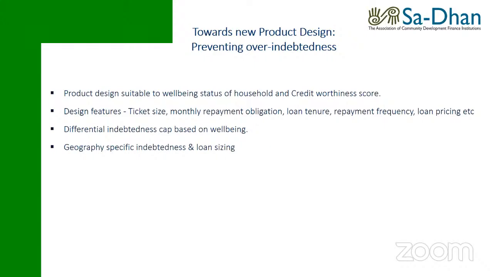And as we saw earlier, there is a differential indebtedness cap based on well-being, geography, and also the creditworthiness score. What we feel is that though RBI may give a cap, within that, based on the risk appetite of the institution, how far an institution wants to stretch and where they want to limit needs to be decided by the institution. Geographic specific indebtedness is not just about well-being, and loan sizing should be done accordingly. So how do we do that? We feel this kind of framework will definitely help institutions in doing that.